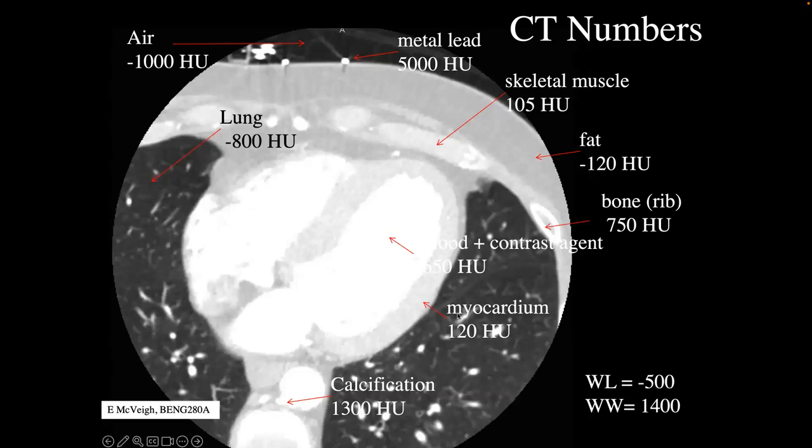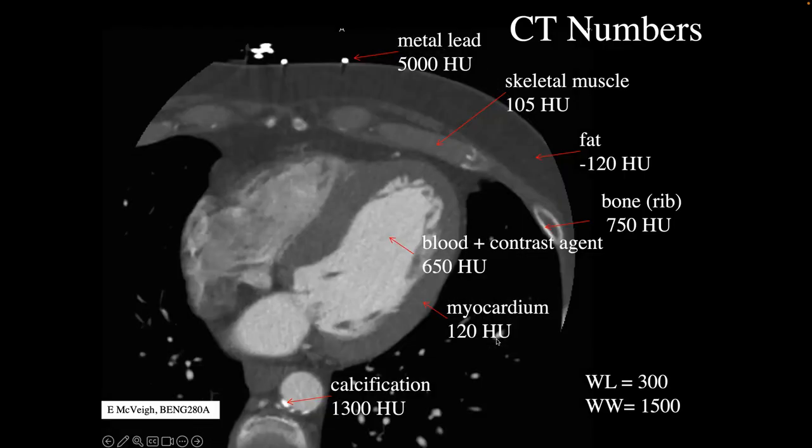Lung, if we go down to the background, what we're changing here is the window level, which is at 300 Hounsfield units, and our width is 1500, and that produces this grayscale look.